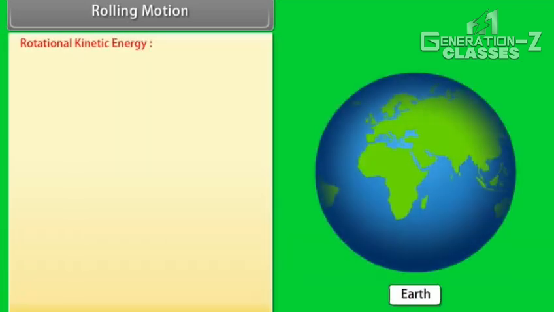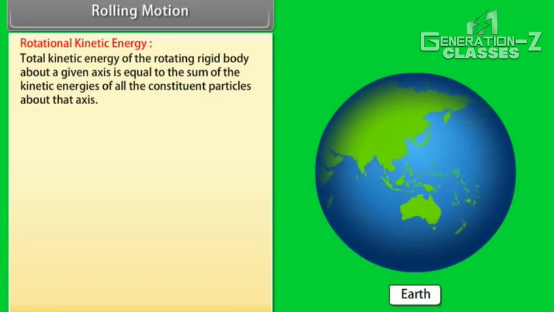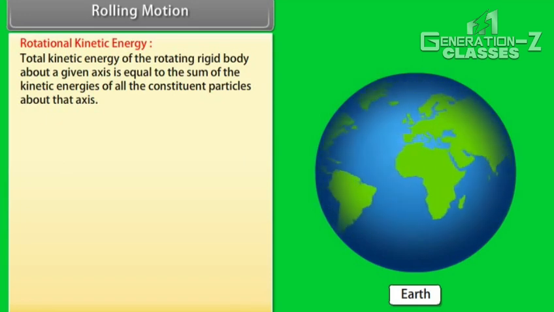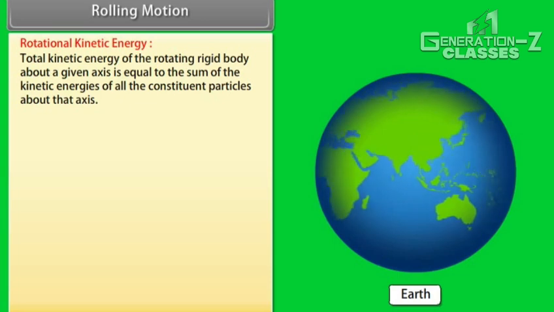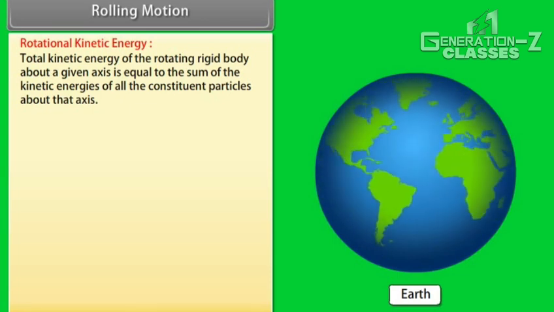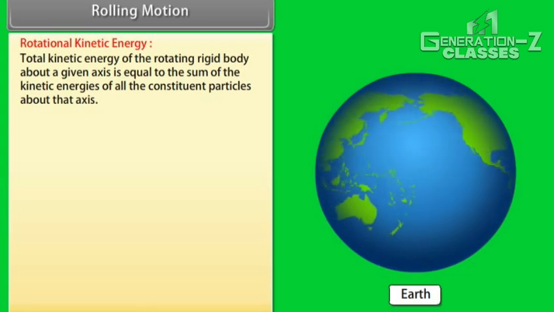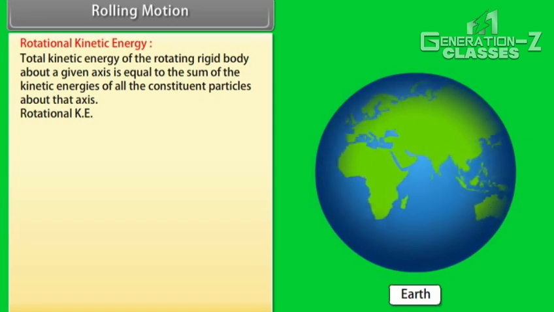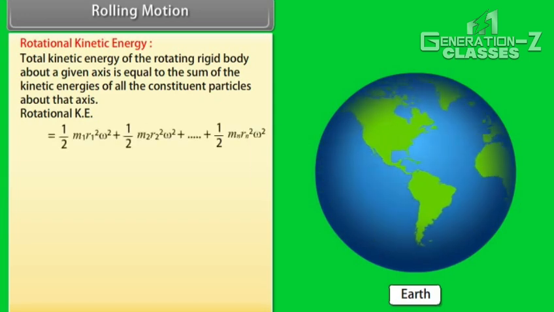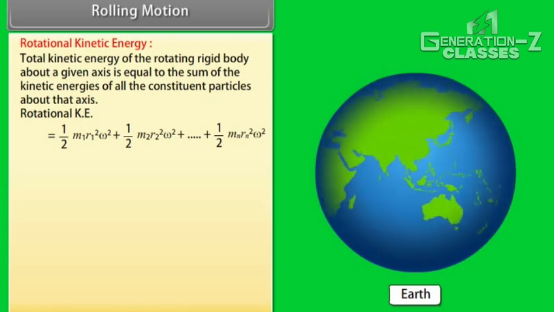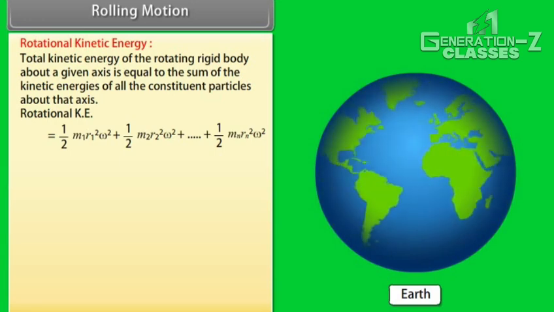Rotational kinetic energy. Total kinetic energy of the rotating rigid body about a given axis is equal to the sum of the kinetic energies of all the constituent particles about that axis. Rotational kinetic energy is equal to half m1 r1² ω² plus half m2 r2² ω² plus so on till half mn rn² ω².